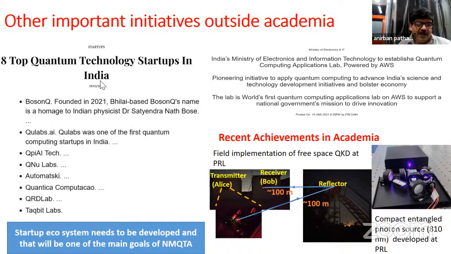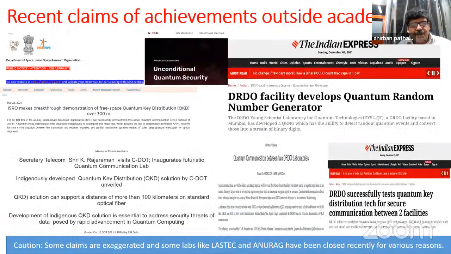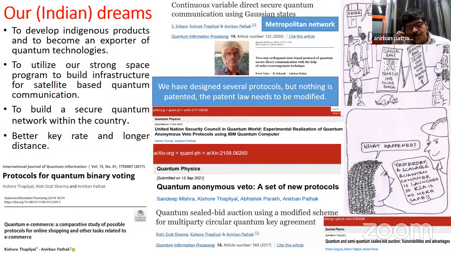There are many new companies, and here we show some of the startups. Many things are achieved in PRL, in other labs, and in DRDO. We had a project called QMAN. In the QMAN project, it was possible to show some 200 kilometer quantum communication in real optical fiber. But the problem is that you need a dark fiber. You cannot put repeaters because there is no quantum repeater. If there is a joint in the fiber, that cannot be used for quantum communications. So we need dark fiber.